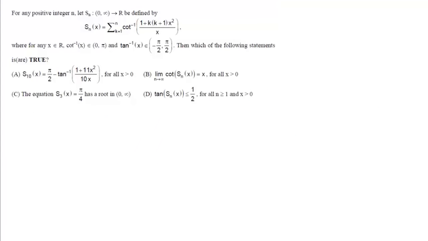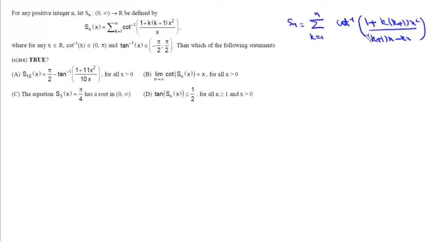Now here the question is, for any positive integer n, let Sn be defined as this summation k varies from 1 to n of cot inverse of (1 plus k into (k plus 1) x square) upon x, and we write this x as (k plus 1)x minus kx. Now if we take its reciprocal, we can write it in terms of tan inverse, and it is tan inverse x minus tan inverse y.